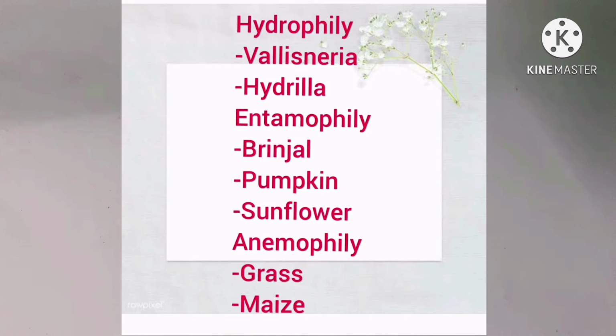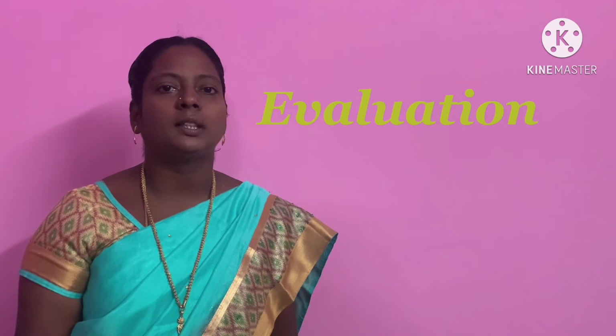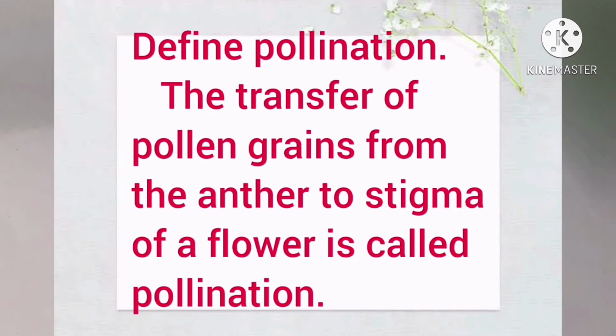Come on students, let's do the activity. Hydrophily: Vallisneria, Hydrilla. Entomophily: brinjal, pumpkin, sunflower. Anemophily: grass, maize. Come on students, let's do the evaluation. Define pollination. The transfer of pollen grains from the anther to stigma of a flower is called pollination.